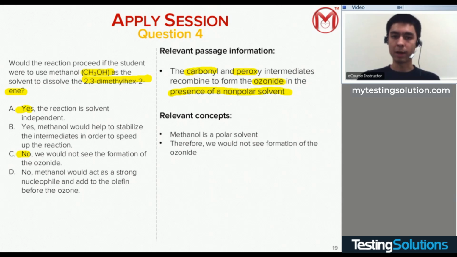Okay, so this is the important passage information. And the critical thinking aspect here is, does methanol constitute a nonpolar solvent? No, not really. It's actually a pretty polar solvent. So we wouldn't expect to see the formation of the ozonide. Now, it doesn't mean that zero ozonide is going to form. It's certainly likely that maybe one or a couple of molecules do, right? But the vast majority of the reaction will not occur. So for all intents and purposes, this reaction is not going to happen in methanol. Okay? So no, we wouldn't see the formation.